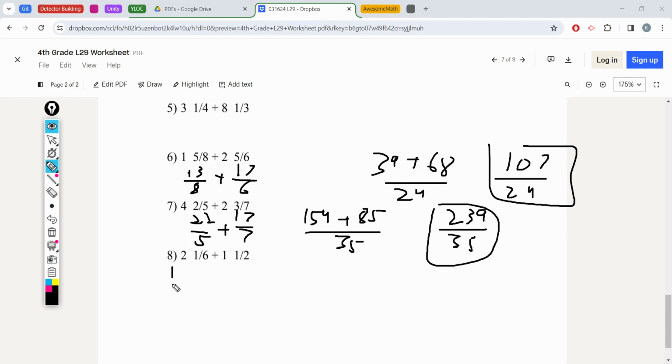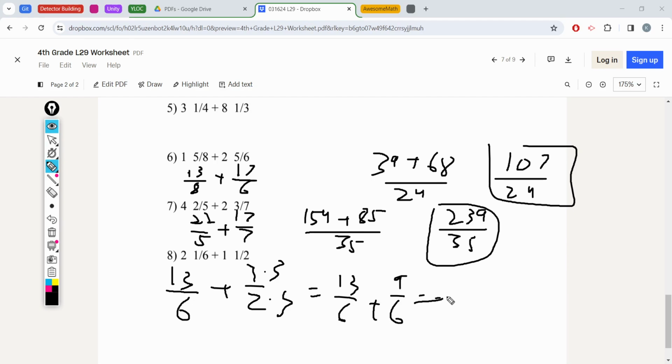For our last question, we have 13 over 6 plus 3 over 2. And the lowest common denominator is 6 actually. So 3 over 2, you multiply top and bottom by 3. We will get 13 over 6 plus 9 over 6, which will give us 22 over 6. And then 22 over 6 will give us 11 over 3 if we simplify.